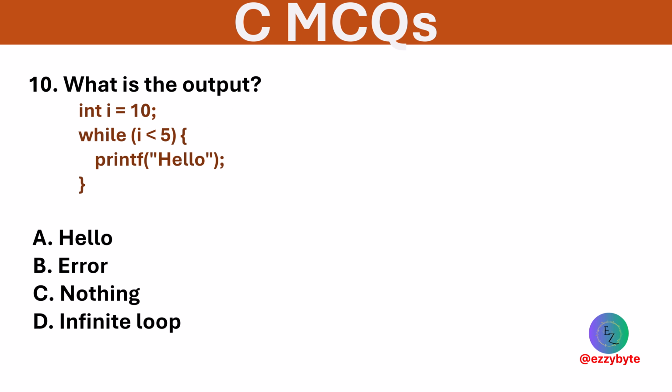What is the output of this code? Options are hello, error, nothing, and infinite loop. Option C is correct. Since the condition is false initially, it prints nothing.